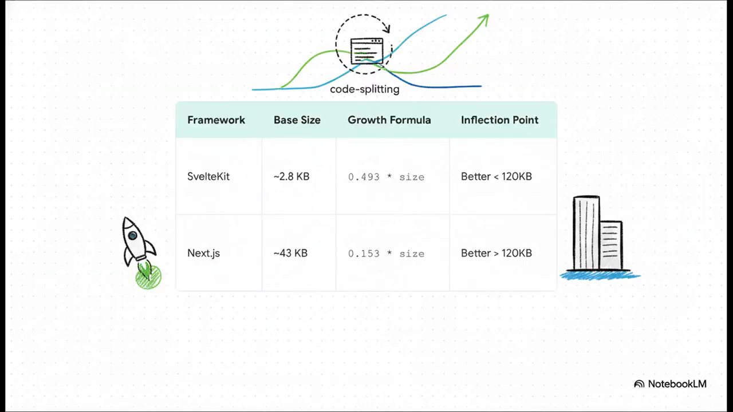But, okay, it's not always quite that simple. As your app gets bigger, the story gets a little more nuanced. This table shows something pretty fascinating. SvelteKit starts way smaller, but its bundle grows a little faster compared to your source code. Next.js starts much bigger, but since the framework is already there, adding new components is actually more efficient. So in theory, there's this inflection point, maybe around 120 kilobytes of your code, where Next.js starts to win. But, and this is a big but, in the real world with code splitting and other modern techniques, you might never actually hit that point in a single page load.